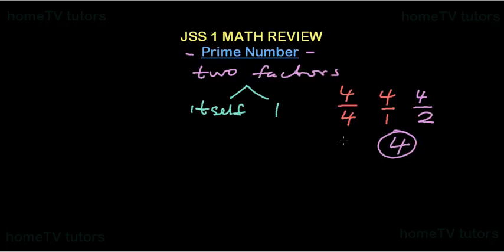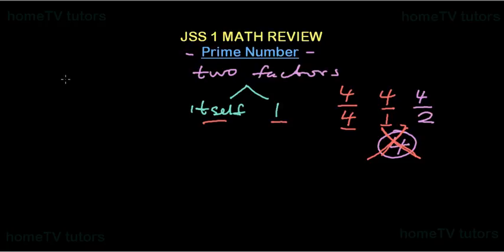Why? Because it is divisible by more than 2 factors, which is supposed to be just itself and 1. So 4 has other factors that are divisible by it. So 4 is not a prime number.